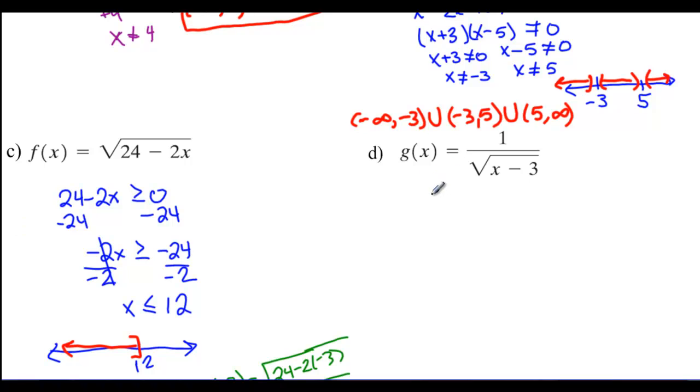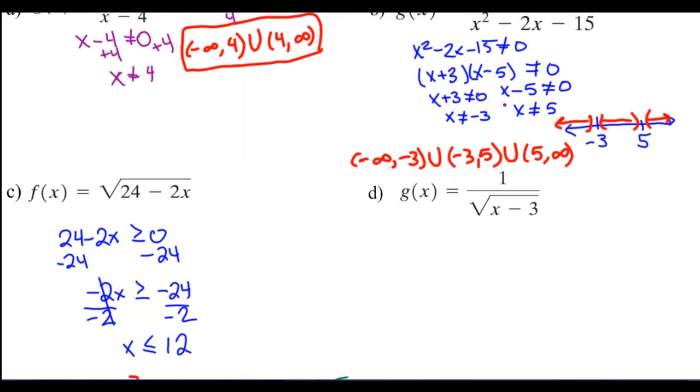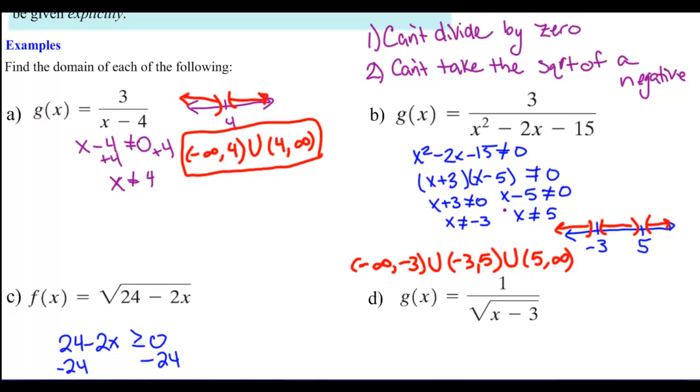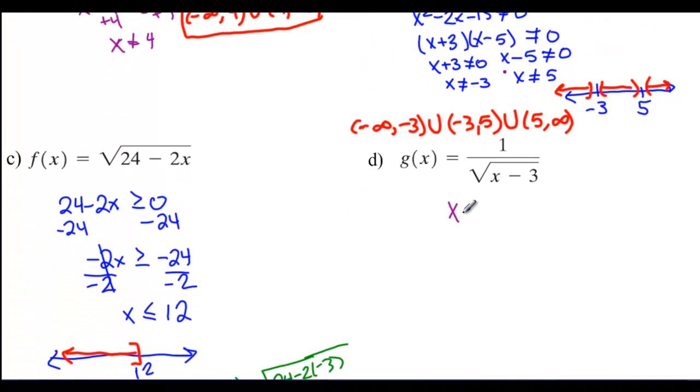All right, now let's look at D. So D is one step trickier than any of the ones we've looked at. In D, there's a square root, so we have to remember that we can't take the square root of a negative. And additionally, we have to remember that we can't divide by 0. So we can't have this equal 0 on the bottom, which means we can't have this inside equal 0. So that means that this x minus 3 has to be a positive number. So x minus 3 is going to have to be greater than 0.